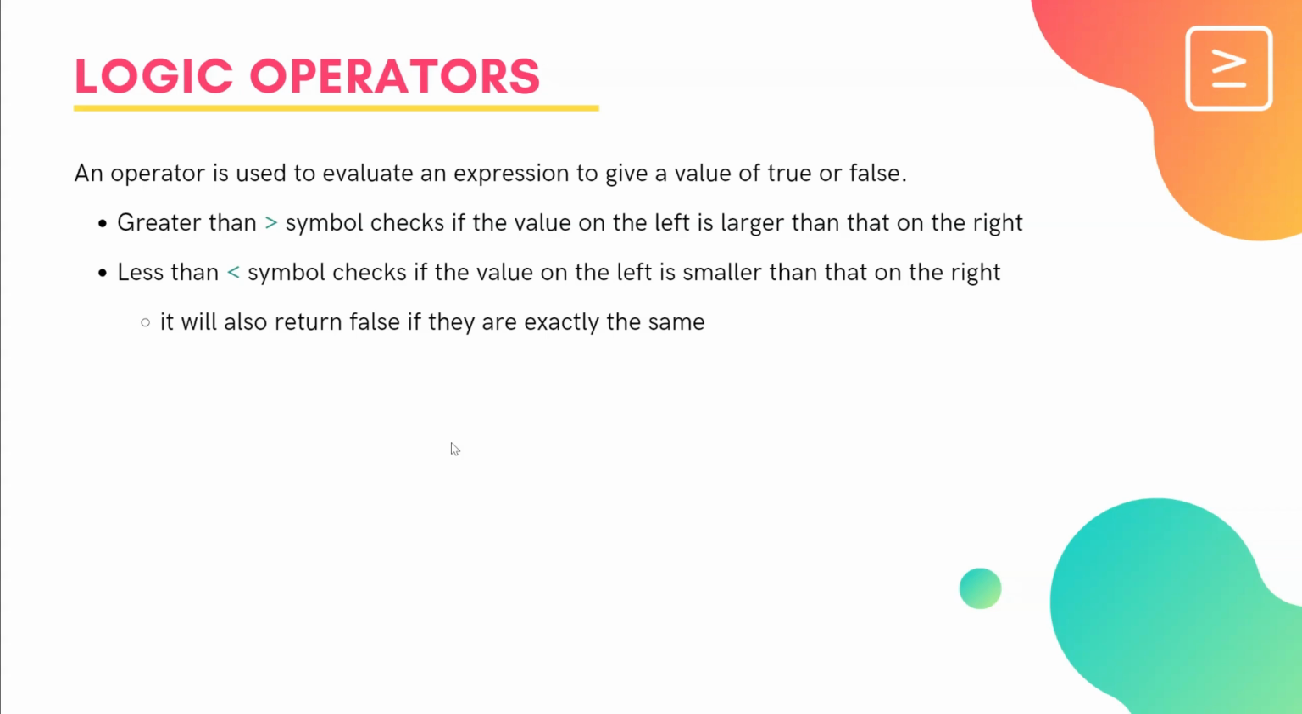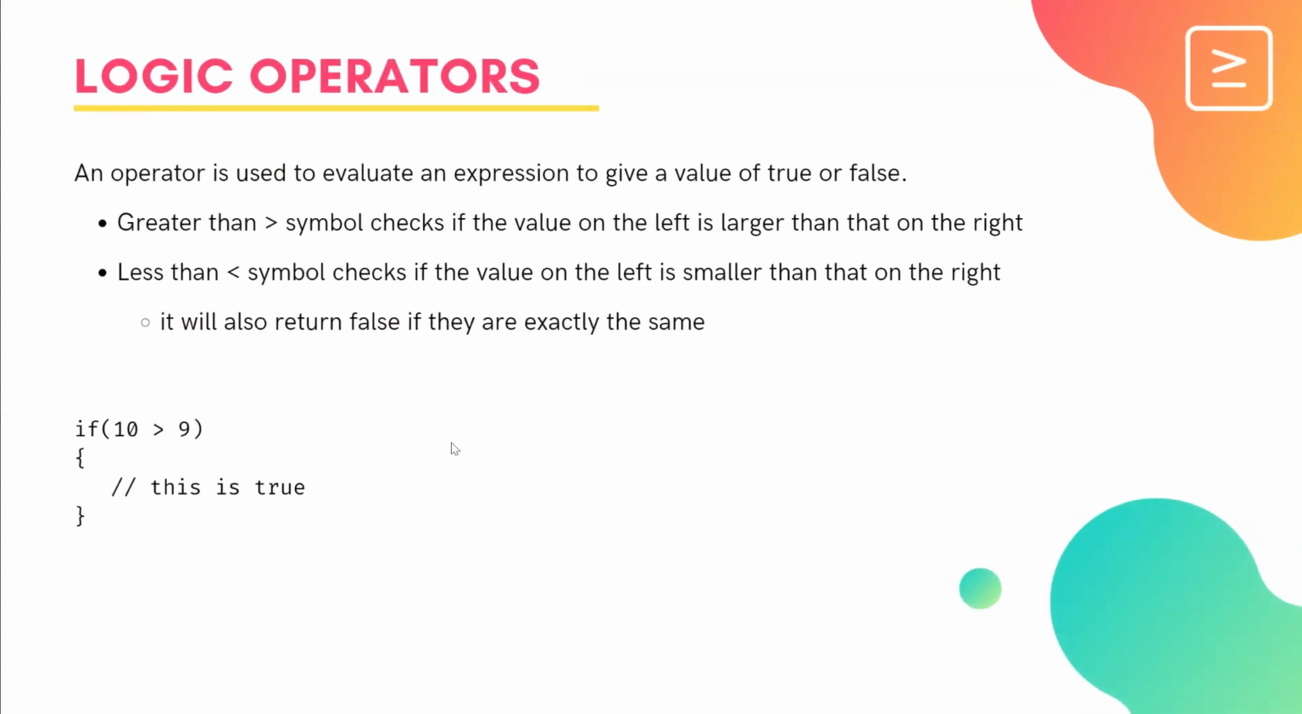So if two numbers are exactly the same, say 5 and 5, and you're comparing, is 5 greater than 5, then that will return false because 5 is not greater than 5, it's the same as. You'll see a bit more about that in a second. So an example here, we've got if 10 is greater than 9, then this is true, and this section of code will be run.